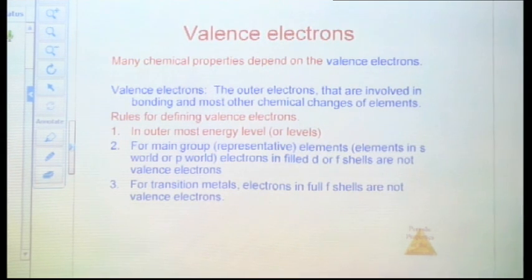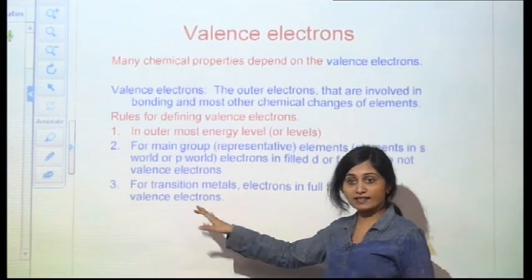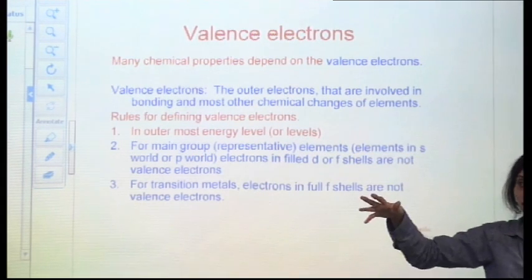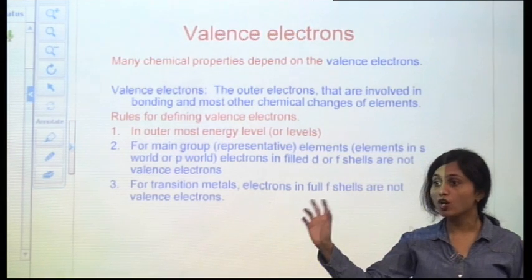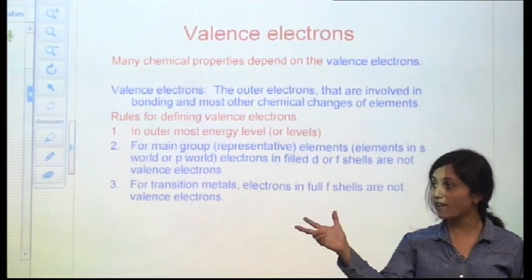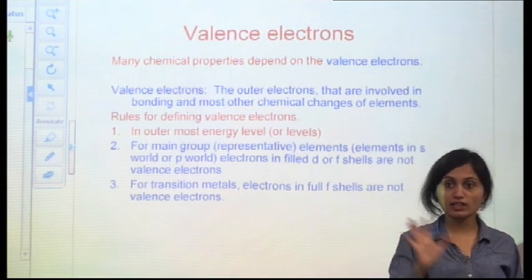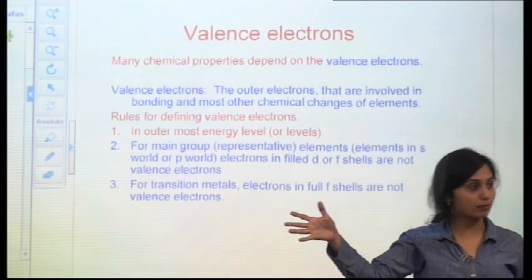And for transition elements, electrons in full f shells are not valence electrons. The outermost shell will be considered, whichever. You getting the point? If you have 3d, 4s2, what is the valence shell? What is the valence shell? 4s. And then you have 3d. So it is not like the KLMN concept, it is like 4s. You have to look at which is the outermost orbital.